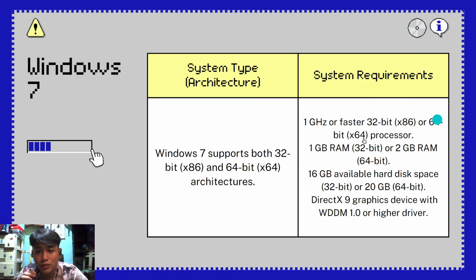And the system requirements of it: it requires a 1 gigahertz or faster 32-bit x86 or 64-bit processor. It also requires 1 GB RAM for 32-bit or 2 GB RAM for 64-bit. You also need 16 GB available hard disk space, or 20 GB on 64-bit, and a DirectX 9 graphics device with WDDM 1.0 or higher driver.